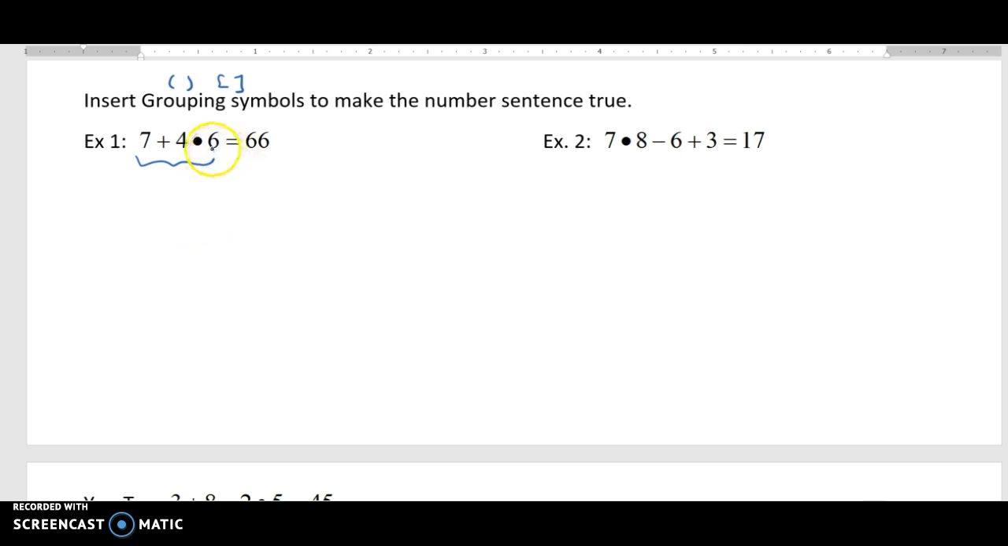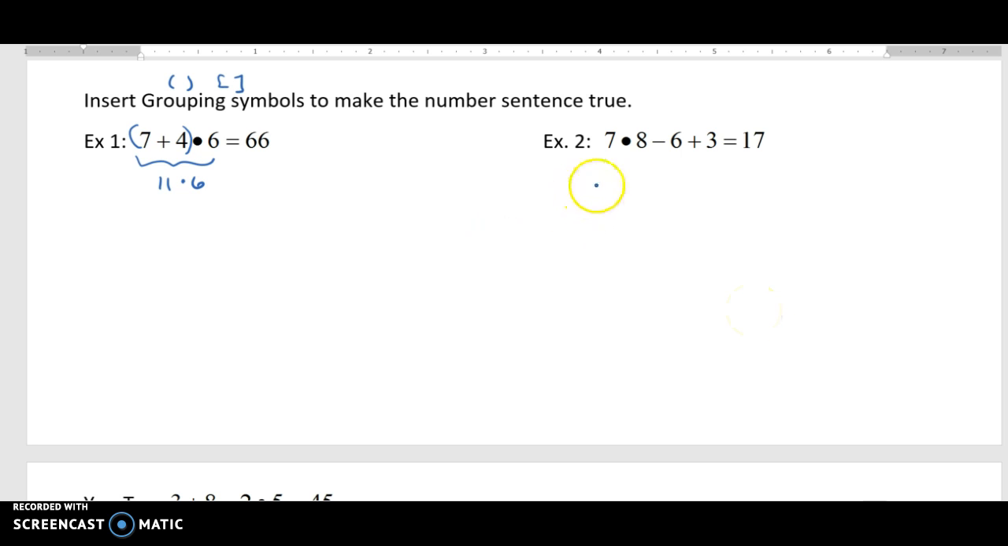Well, I see a 6 here in a multiplication symbol. What times 6 would give me 66? 11. Now, if I complete the order of operations the way it is, it would be 7 plus 24, which is 31, but we want it to equal 66. Well, what can we do to make this 7 plus 4 get done first? We can put parentheses around it. Now, that would be 11 times 6, which would give me 66. Okay? So let's look at the next one.